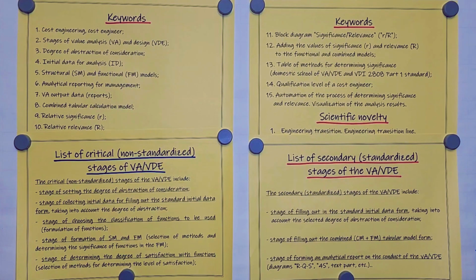The logic of classifying other stages of the value analysis as secondary or non-critical is as follows. The error in the analysis results directly depends on the time and other resources spent on secondary stages. For example, if we have significant resources to generate detailed initial data, then the error in the analysis results will logically be lower.